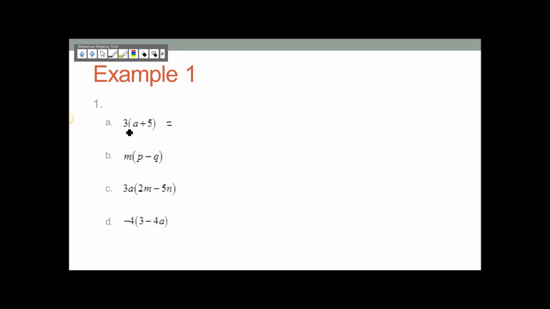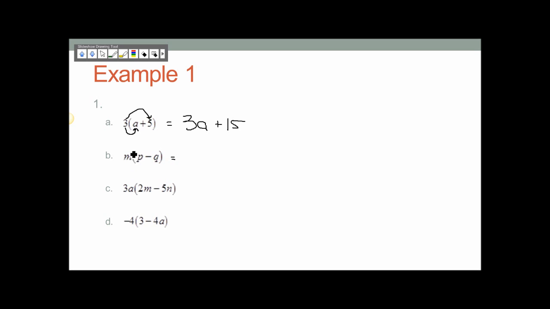Now, here's our first term, here's 3, and we're going to multiply it by our first term inside the bracket, which gives us 3a. Then we're going to take 3 and multiply it by our second term, which is the 5, and 3 times 5 is just 15. And that's our final answer. There's no more working out required.